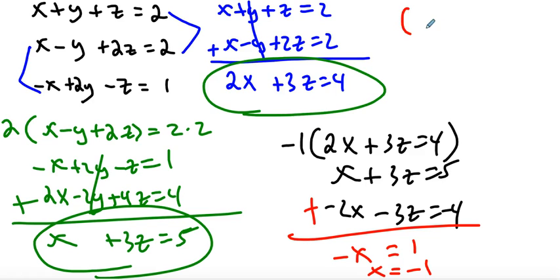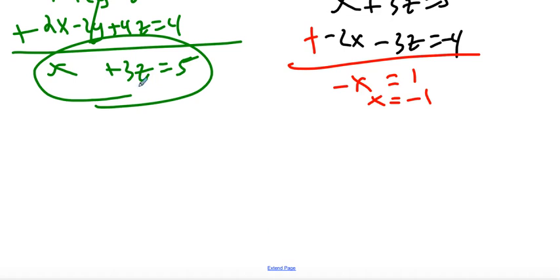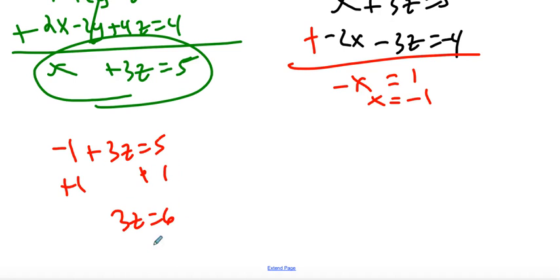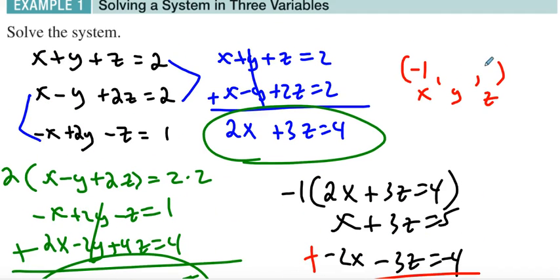Again, we're trying to find our x, our y, and our z value. So we just found x. If we just work backwards, we can use either this equation or that equation to find z. If I use this one, I would say negative 1 plus 3z equals 5. I'm going to add 1, so 3z equals 6, which means z must equal 2. Great. So I have z equals 2 up here.